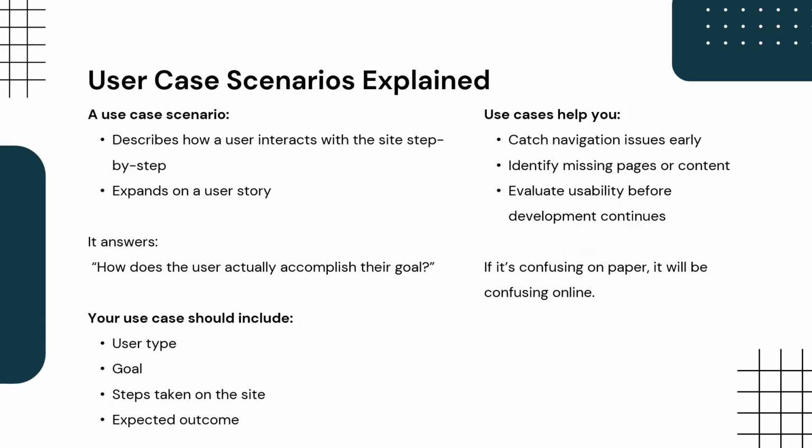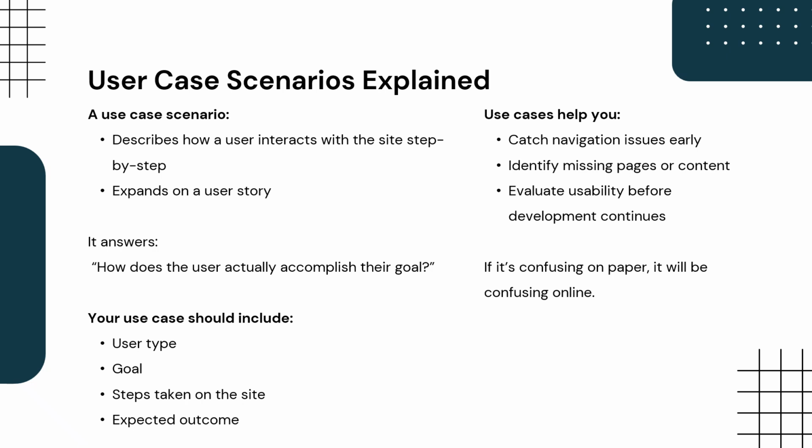Now, a use case scenario is a more detailed narrative. It describes how a user will accomplish a task on your site. So it's going to expand on the user story. Instead of a single sentence like we did with the user story, a use case walks through the steps a user is going to take to reach their goal. So your use case should include the type of user, their goal, the steps that they take on your site, and the expected outcome. Now you can write this as a short paragraph, or you can simply use some bullet points. So let me give you an example.